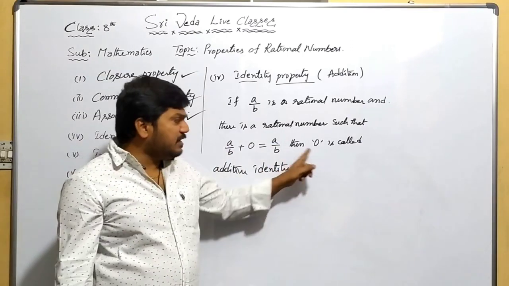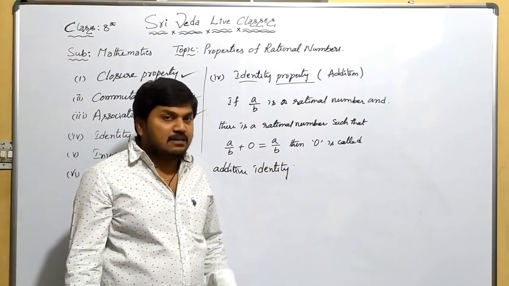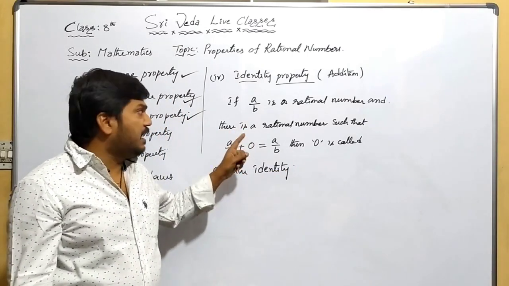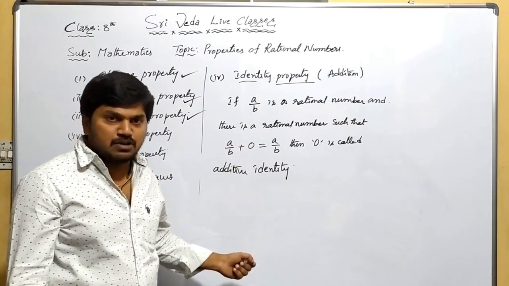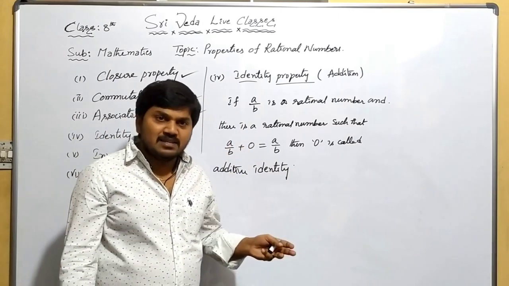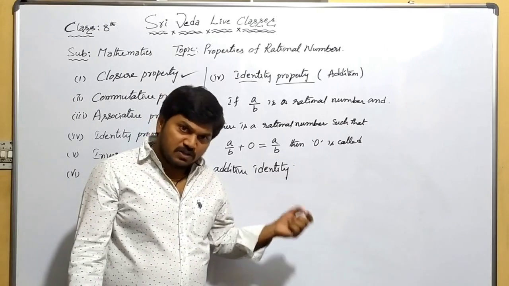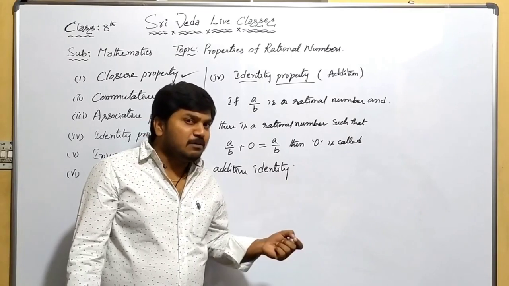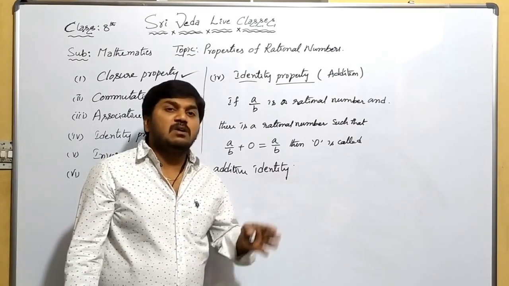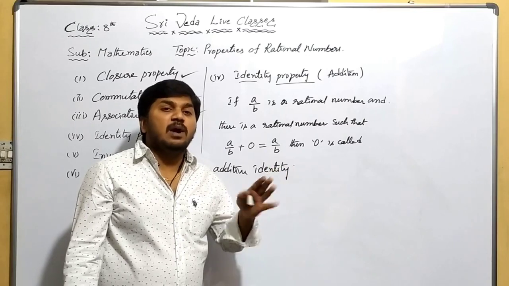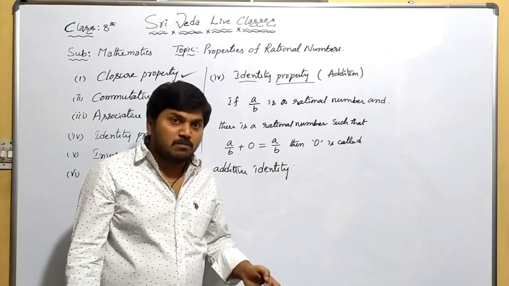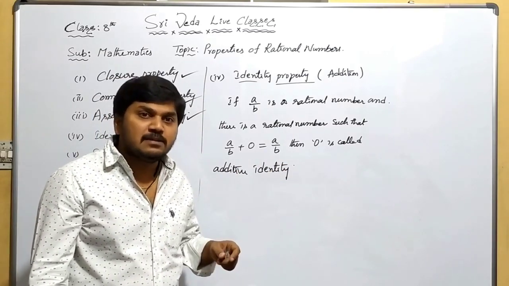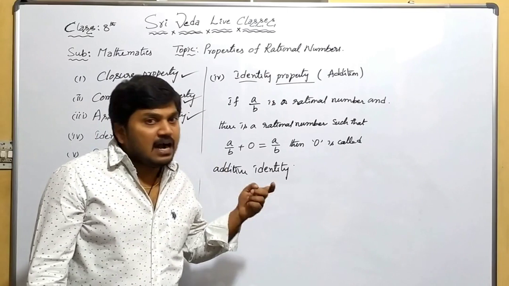Now, is 0 there in rational numbers? Yes, it is there, so rational numbers satisfy identity property under addition. Whole numbers also satisfy it because 0 is there in whole numbers. Integers, yes, 0 is there. But natural numbers, is it satisfied? 0 is not there. Additive identity is not there for the natural numbers. So identity property is not satisfied by natural numbers under addition.